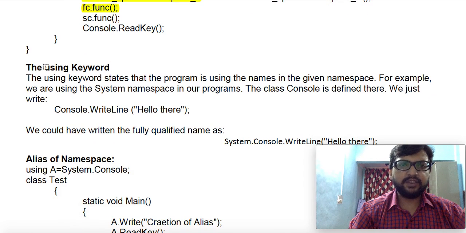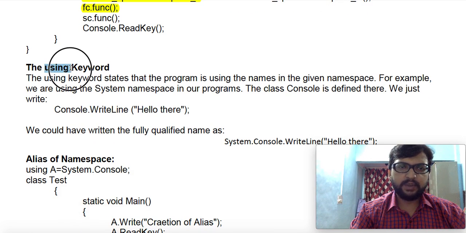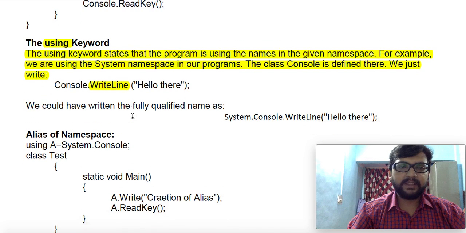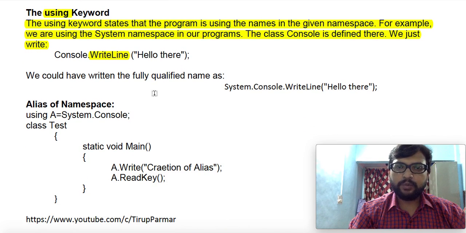As you can see, we have used some words here. So why are we using the using keyword? I have specified an explanation for the same. The using keyword states that the program is using names in the given namespaces. For example, by default we are using the System namespace, and then we use Console.WriteLine. Console is a class under which we have a Write method present, which basically helps us to print any particular message on a screen.